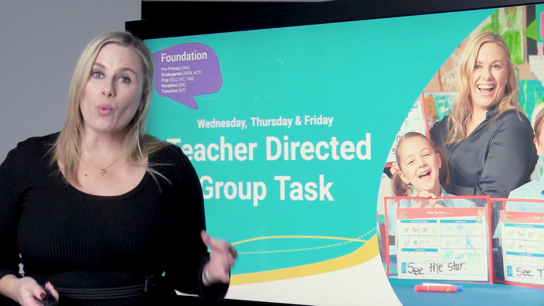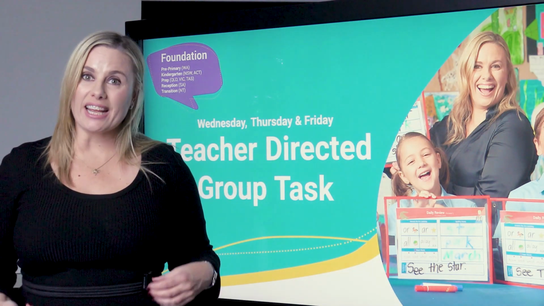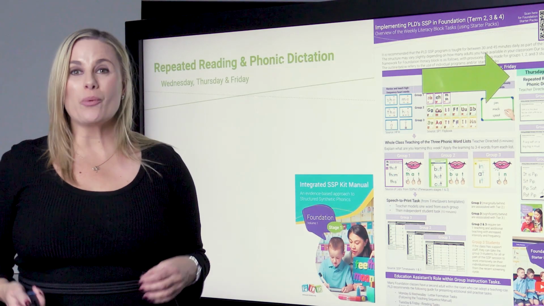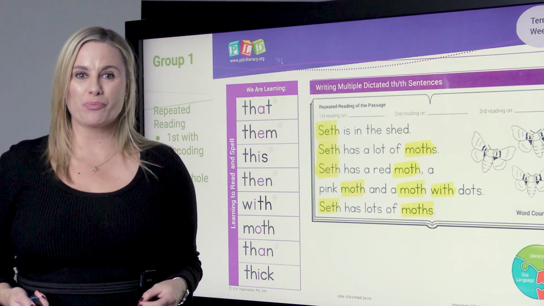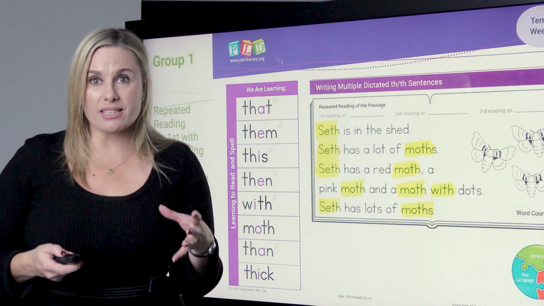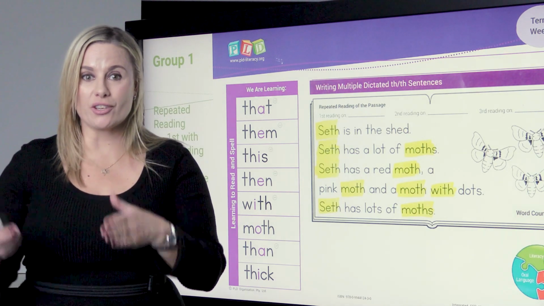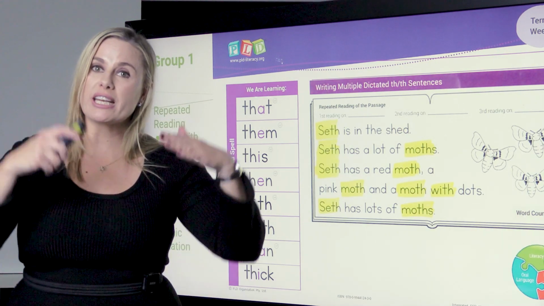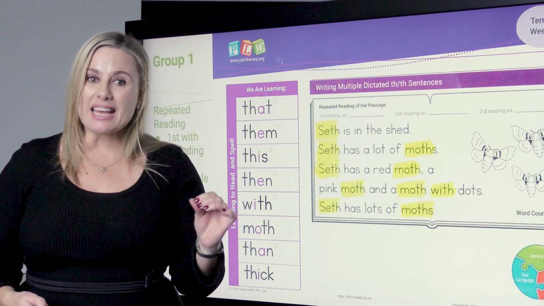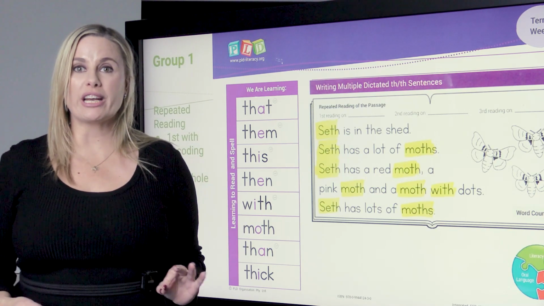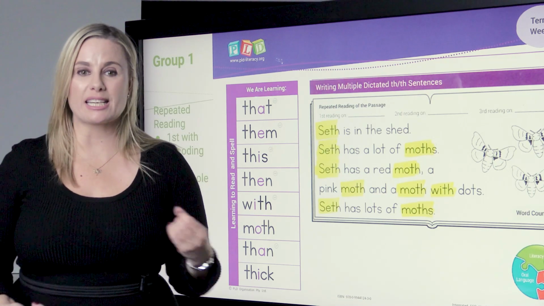We now move into the Wednesday, Thursday and Friday teacher-directed group task, which is repeated reading practice and phonic dictation. Students will have the same dictation passage for the Wednesday, Thursday and Friday. The first reading is to decode the phonic concept relevant to this week. Then it moves into whole word reading by trying to add some fluency and expression.